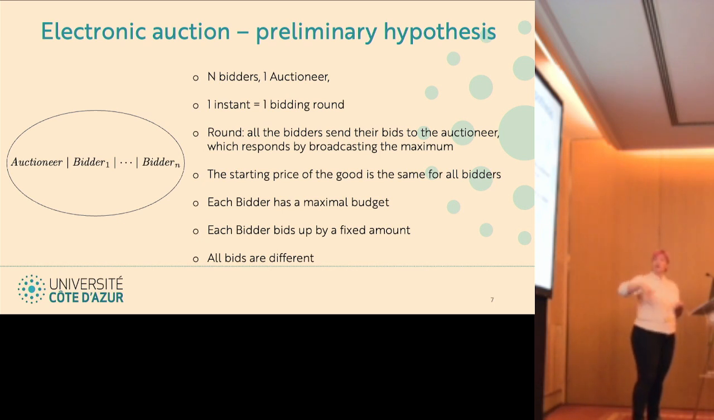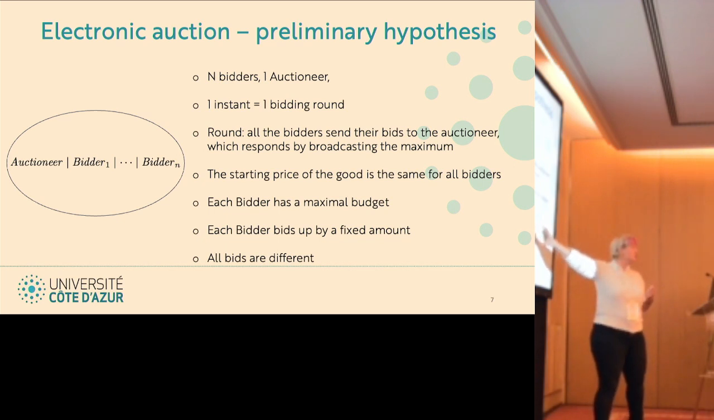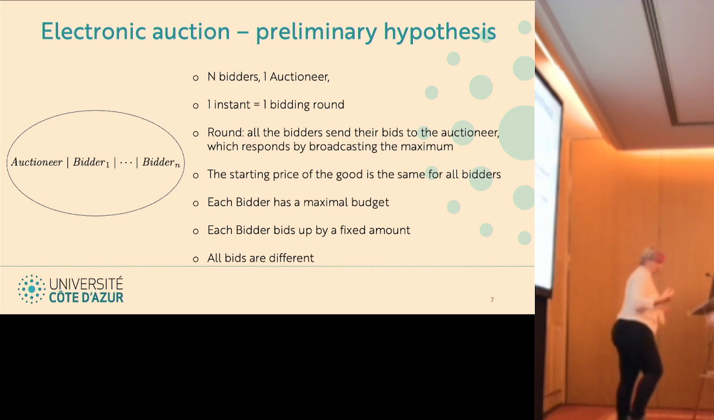And then a few additional hypotheses. We have that the starting price is the same for everybody. Each of the bidders has a maximal budget, because otherwise we will have infinite loops. And these two hypotheses here are just for us so that we know who is the winner. But they can be relaxed just by making the protocol a bit more complex.